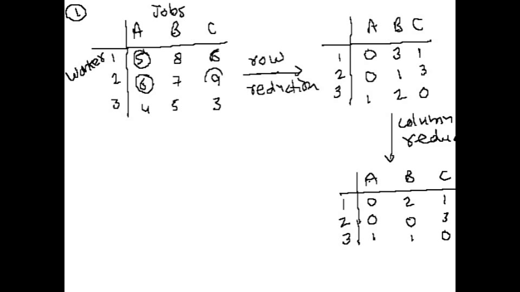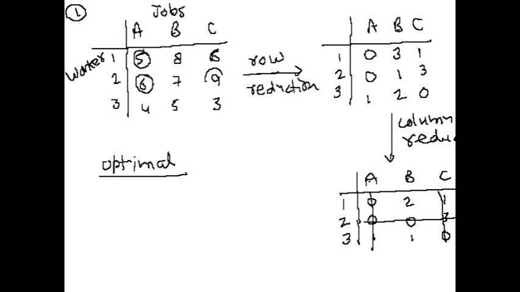Once we do that, then see if you can cover all the zeros. Let's say how many lines. You can cover with 1 line the first 2 zeros, then second line, and then you need basically 3 lines to cover all the zeros. Because 3 is equal to how many rows you have, or how many workers in this case you have, that means we have found the optimum value.